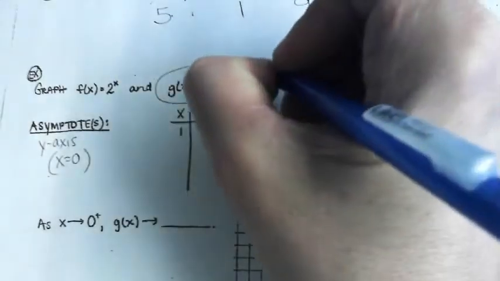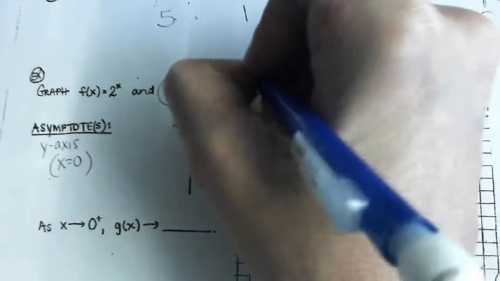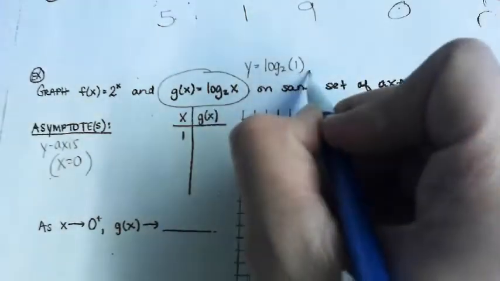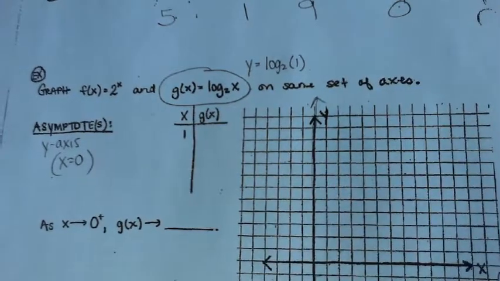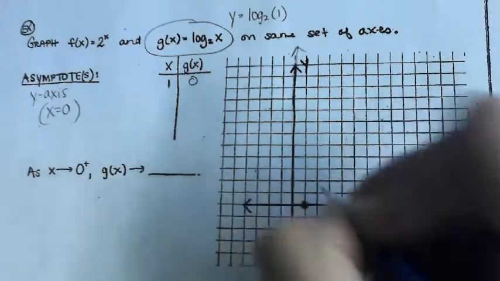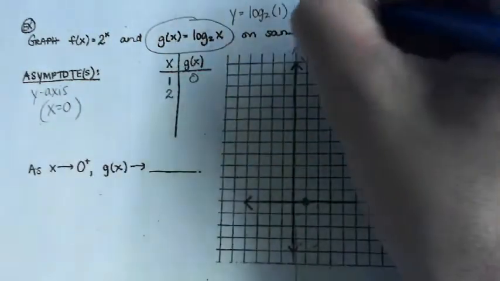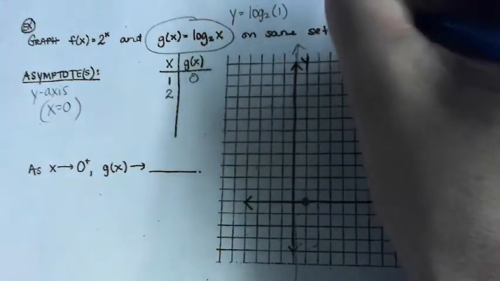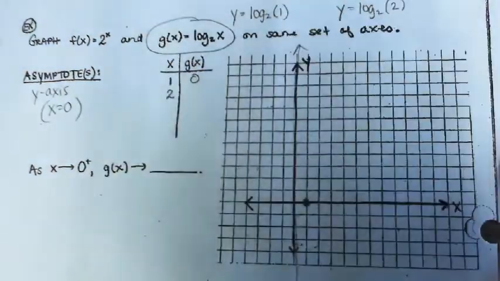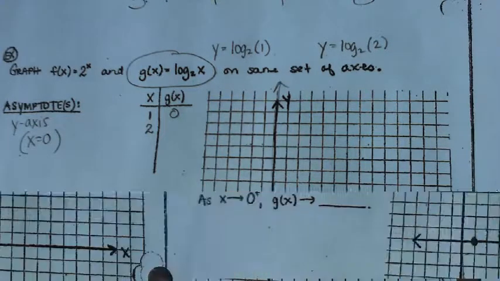Does everyone see what I'm doing there? I'm making x 1. Yeah. Log base 2 of 1. So 2 to what power gives me 1? 0. Then if x is 2, 2 to what power gives me 2? 1.